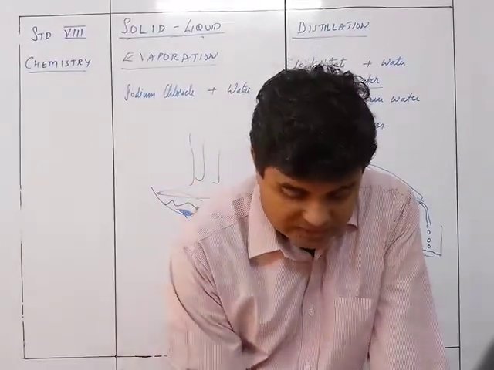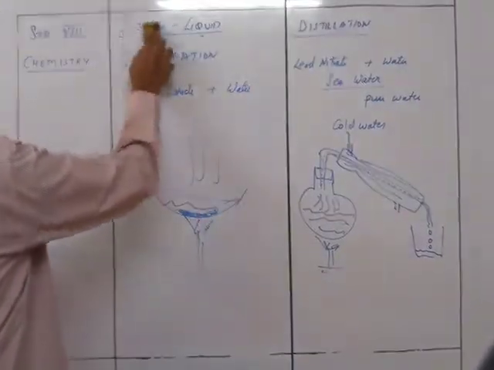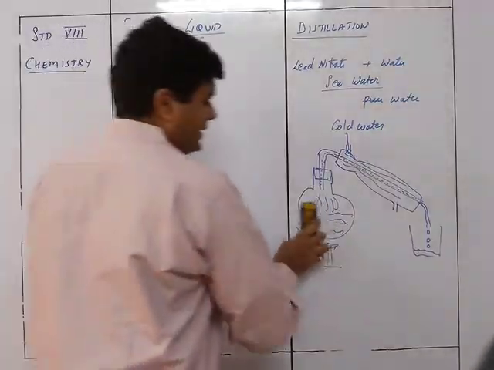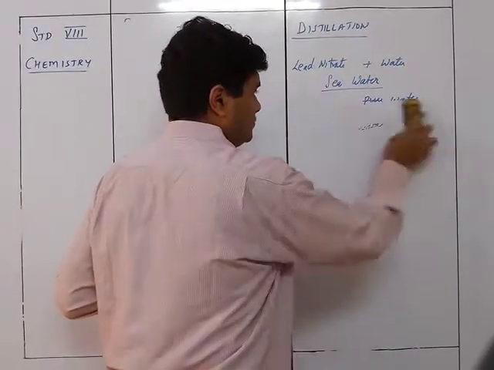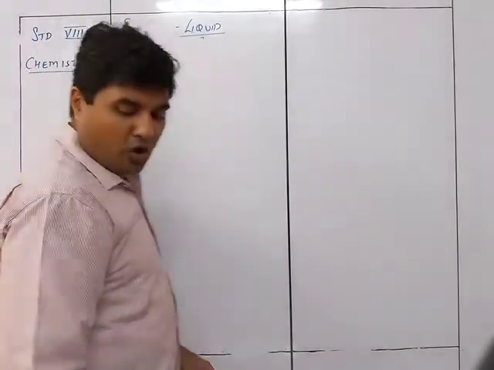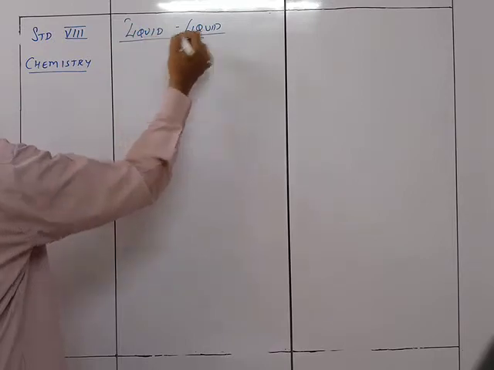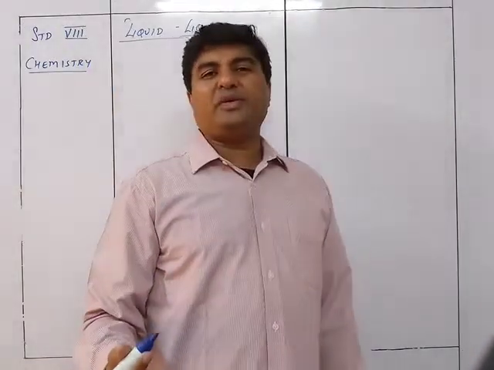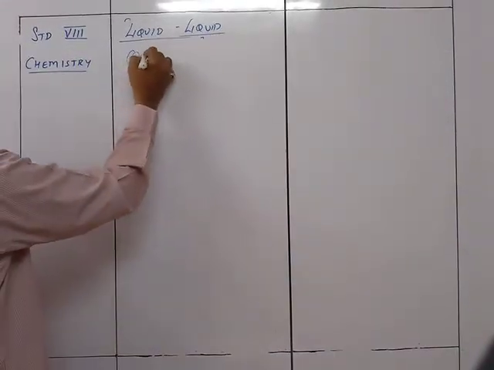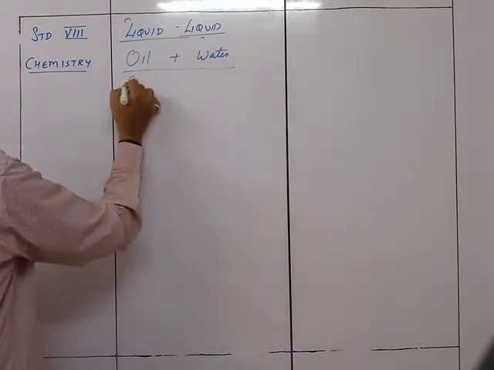The next thing we see is the liquid mixtures. As I told you, liquid mixtures are very easy because there are only 2 ways. One is the method in which the 2 liquids are not miscible, meaning they are not going to get mixed with each other. That makes it very easy. For example, if they are given oil plus water, what you are going to use is a separating funnel.